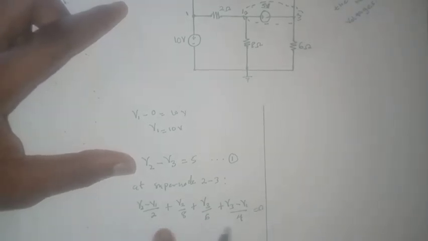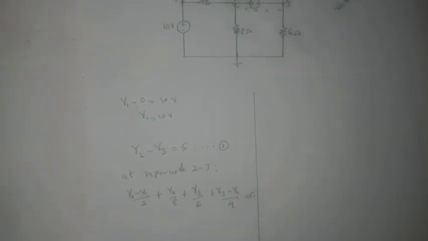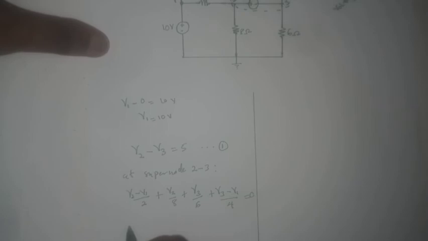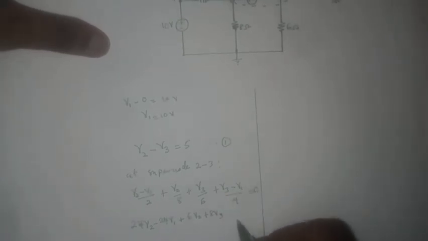Then the next thing we do is we simplify the expression. So in order to do that, we multiply through by 48. Multiplying through by 48, we have 24 V2 minus 24 V1 plus 6 V2 plus 8 V3 plus 12 V3 minus 12 V1 equals 0.